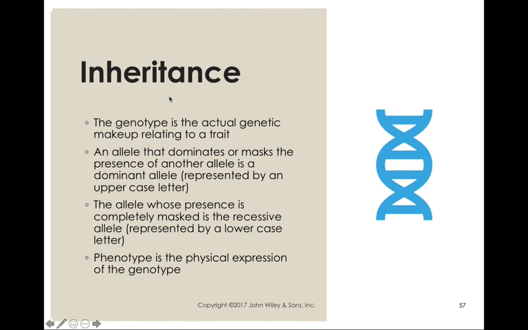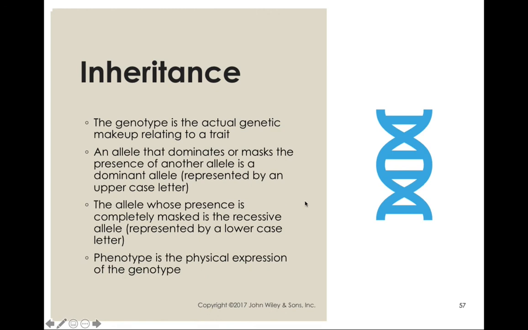Oftentimes, either mom or dad's allele will be what's known as the dominant allele, which means that that allele is going to mask the presence of the other allele, and the other allele, which is the recessive allele, will not be expressed in the offspring. Generally, we depict the dominant allele with an uppercase letter and the recessive allele with a lowercase letter.